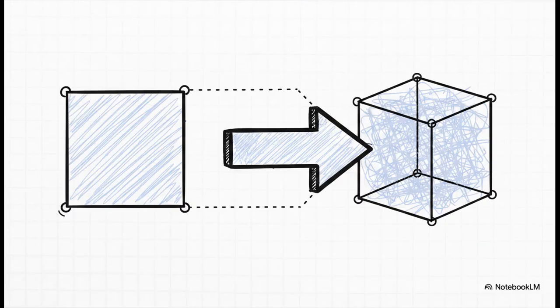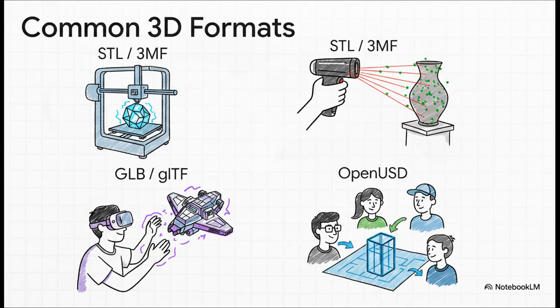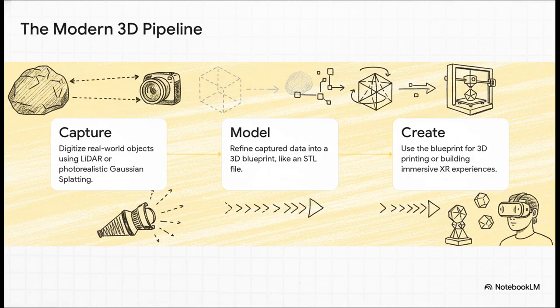And this whole rules, not grids idea, that's the blueprint for how we build stuff in 3D. So 3D models have their own formats, for 3D printing, AR/VR, or even complex science projects. This creates this awesome modern pipeline. You capture the real world, model it, then create something totally new.